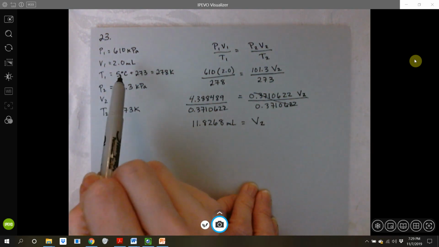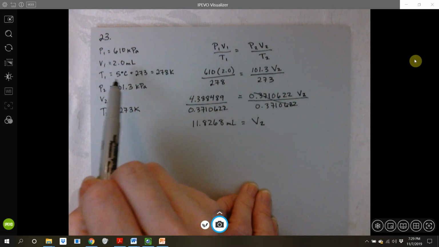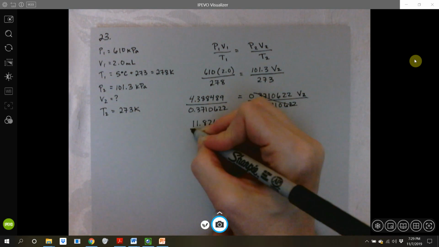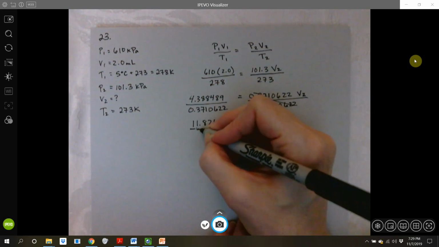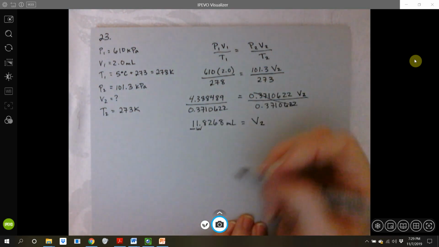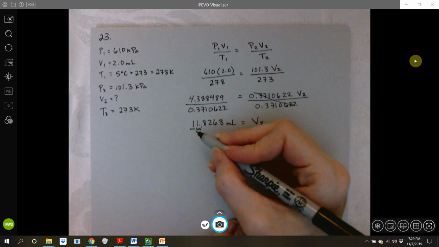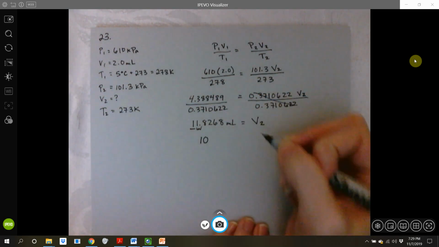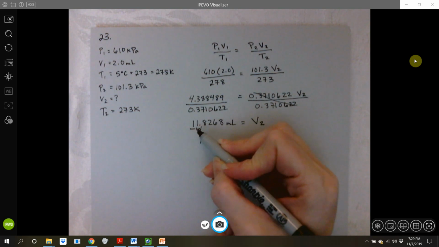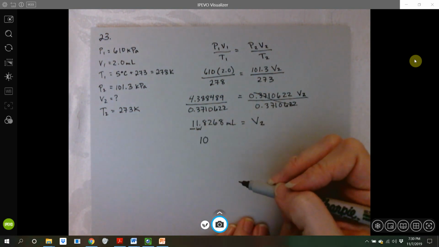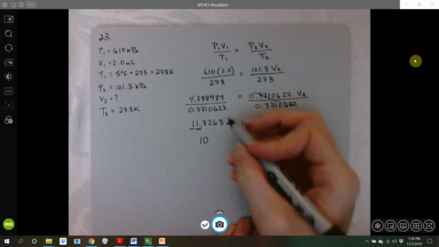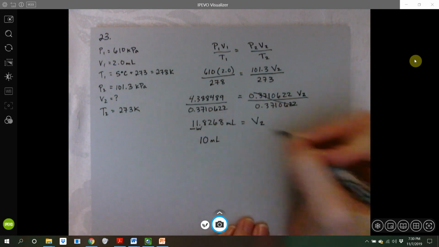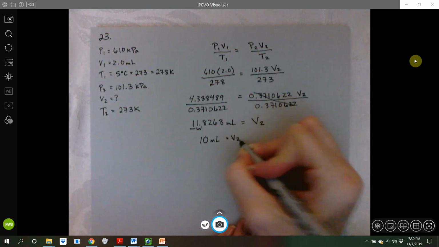So when we look at all this, the lowest number of significant digits is this 5 degrees Celsius, so 1 significant digit. So we'll keep the 1 here in our answer. We'll be looking at this one to round up or down. Looks like we're rounding down. So we'll round down to 1. Keep that 0 in there to show that it's in the tens column rather than just plain old 1. We'll round down to 10. This is in milliliters. 10 milliliters equals V2.